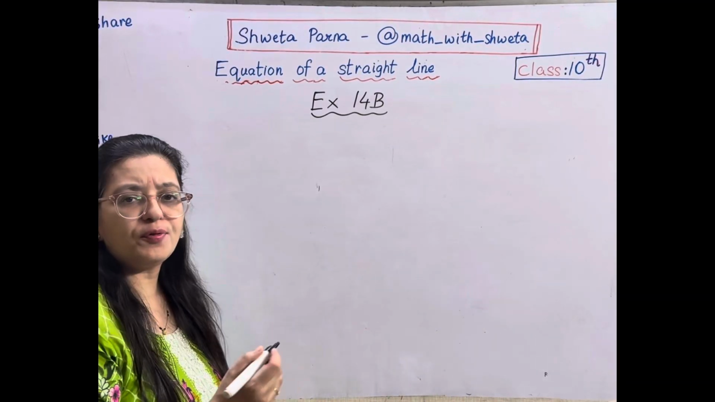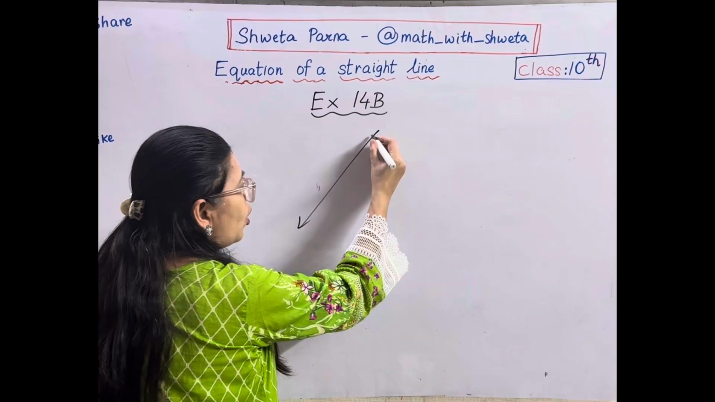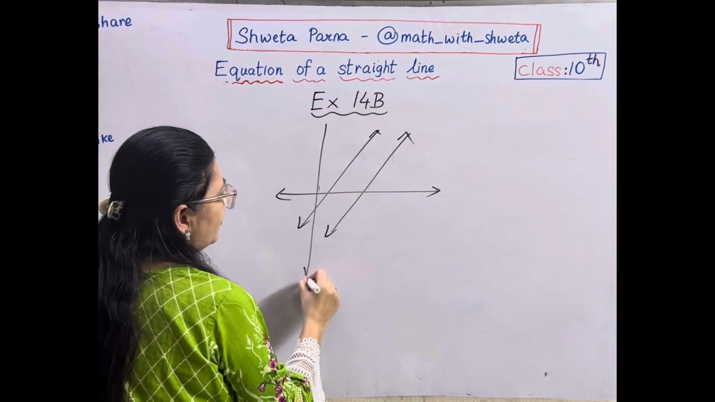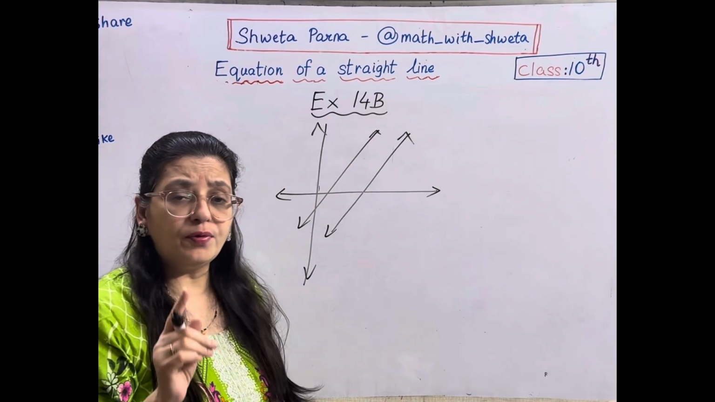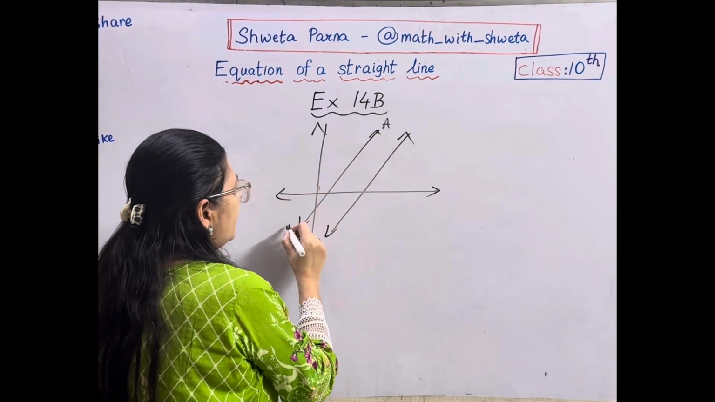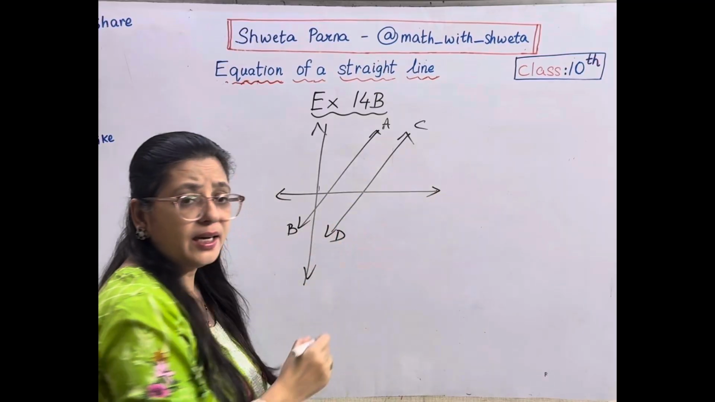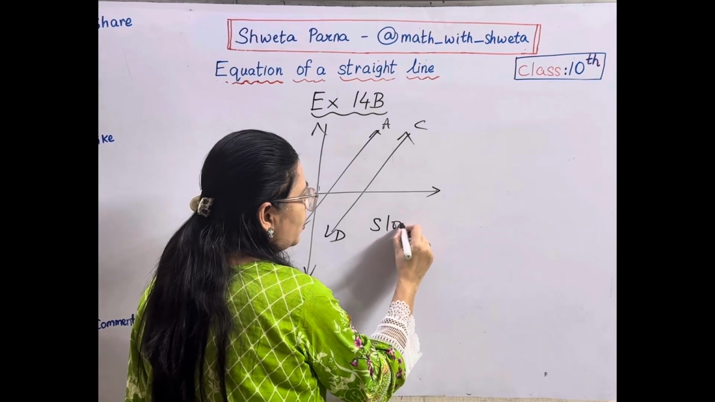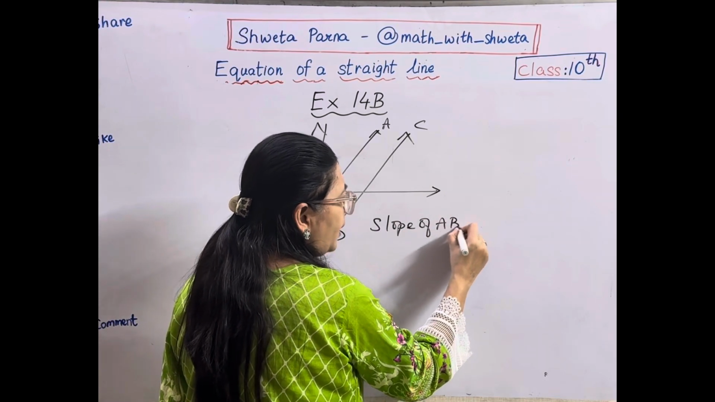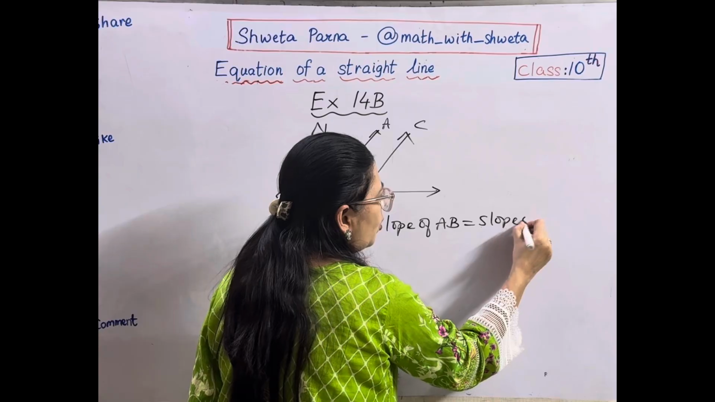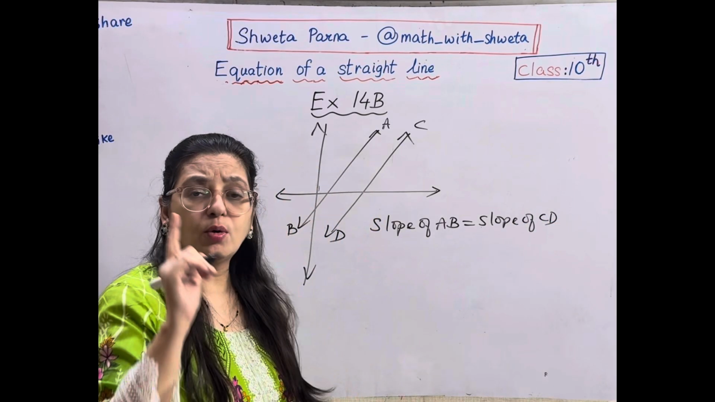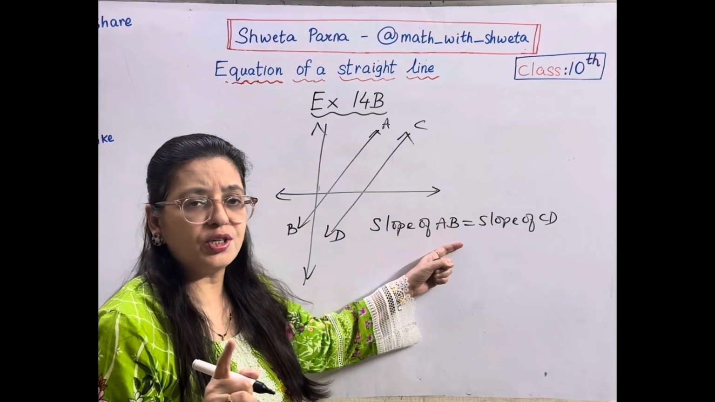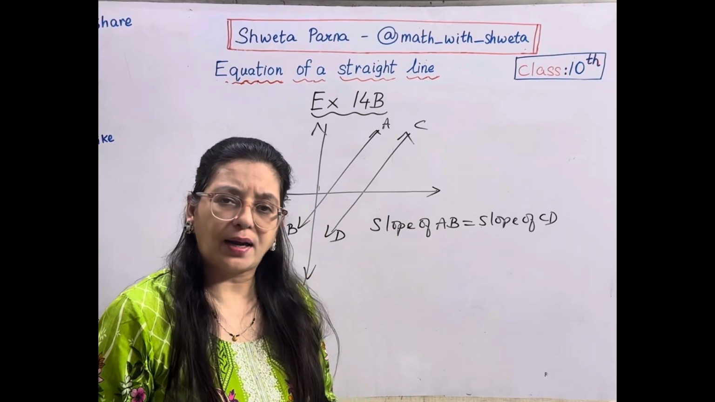What are the conditions for parallel? Now, if there are two non-vertical lines, okay? For example, this is the x-axis and this is the y-axis. If there are two non-vertical lines, say line AB and line CD, then these two lines are said to be parallel only if their slopes are equal. That means the slope of AB should be equal to the slope of CD. If their slopes are equal, then these two lines are parallel. Okay, this is the condition to prove whether these two lines are parallel or not.